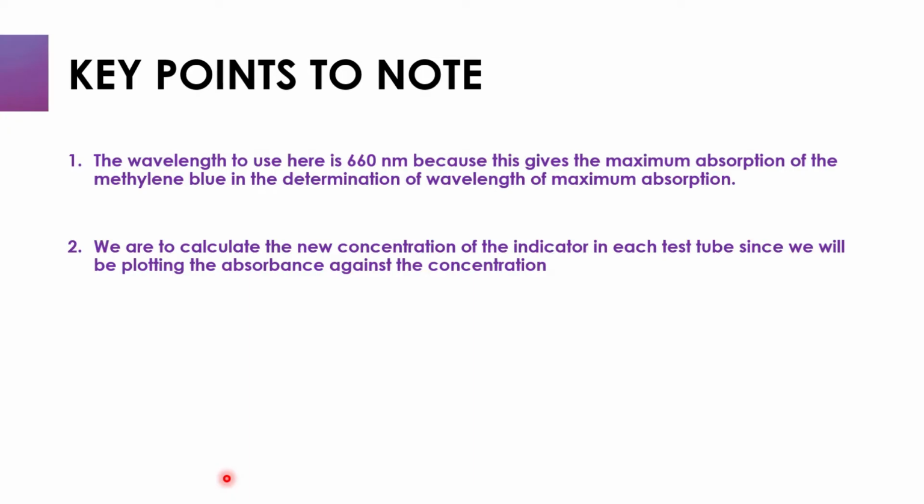So before we continue, I would just like us to look at these key points. So first, the wavelength to use here is 660 nanometer because this gives the maximum absorption of the methylene blue in the determination of wavelength of maximum absorption experiment. And also, we are to calculate the new concentration of the indicator in each test tube since we will be plotting the absorbance values against the concentration.